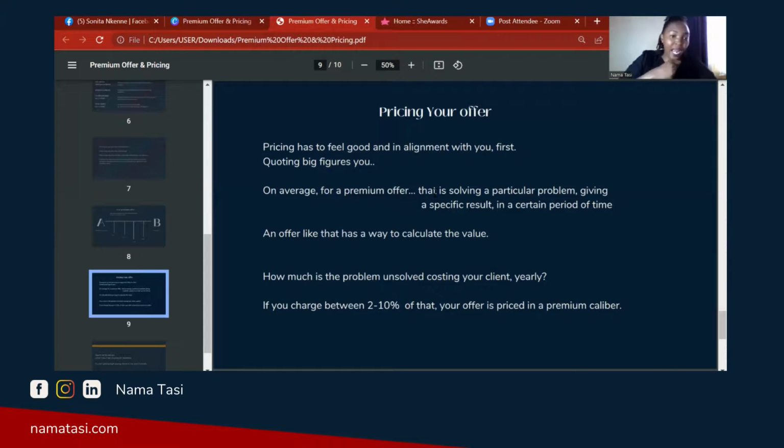My ideal offer would be between 2% and 10% of that amount. So 2% of 144,000 for my clients is 2,880 US dollars. And when I say that's the lowest I should charge, it feels aligned, it feels good. I'm like, yeah, I'm saving them $144,000. I mean, $2,880 is not a lot of money considering.